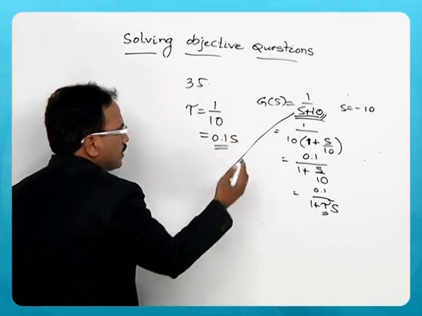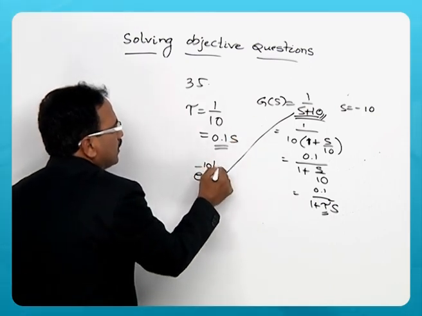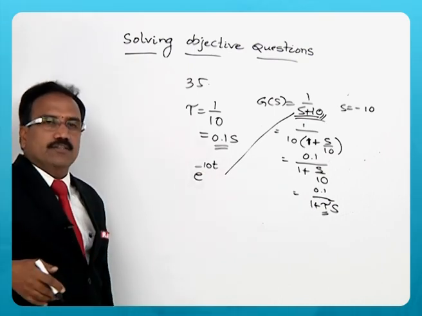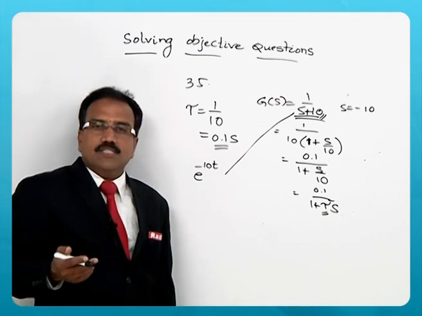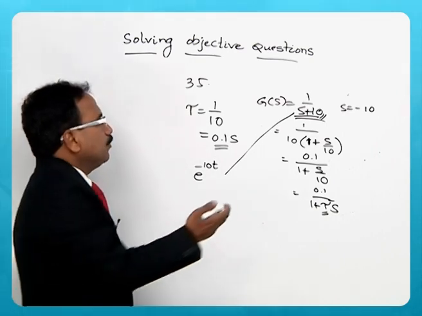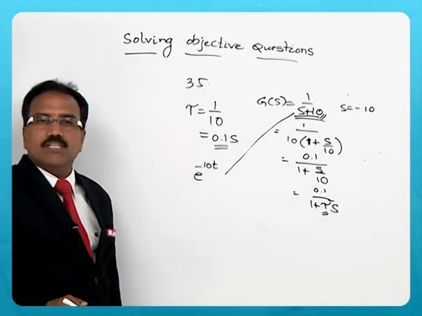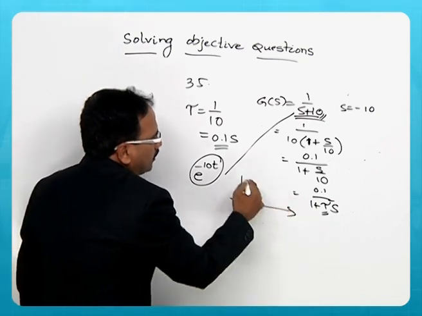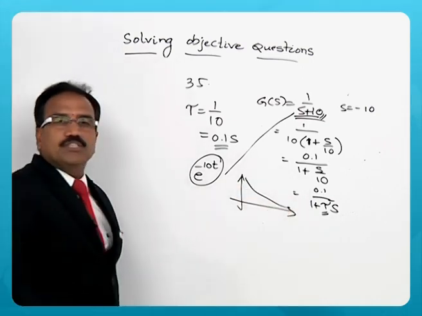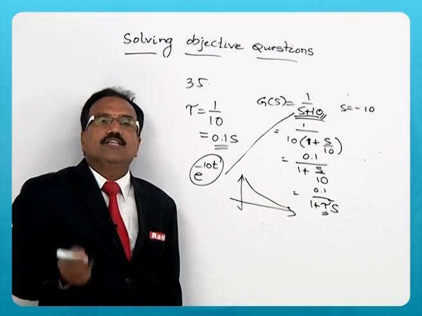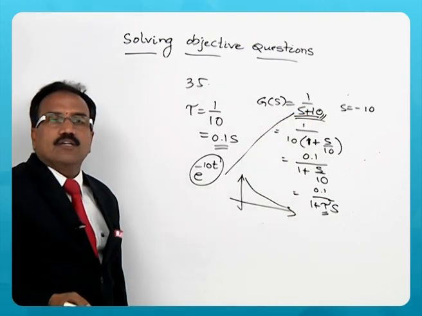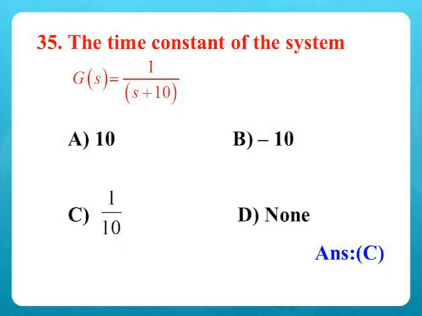So, Laplace inverse transform of that is e power minus 10t. So, it will definitely have exponential decay, and then we say that it is a stable system because the pole is located in the left half of the S plane. However, this e power minus 10t means the waveform will exponentially decay. However, the time constant is to be calculated as the reciprocal of this pole that is located. So, option C is the right answer here.